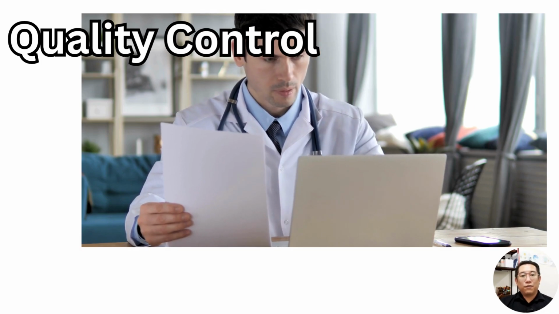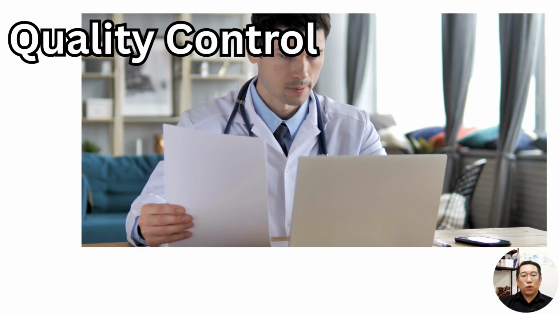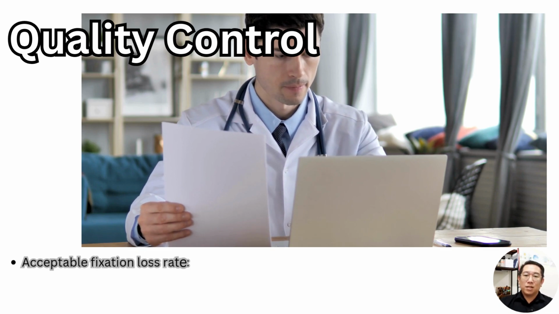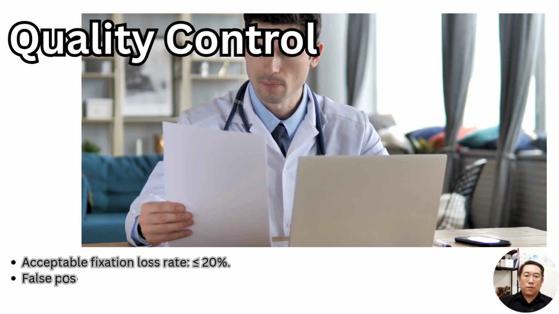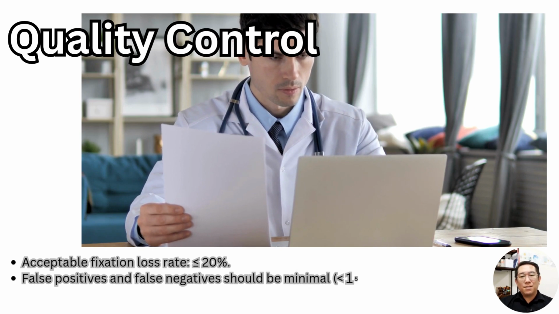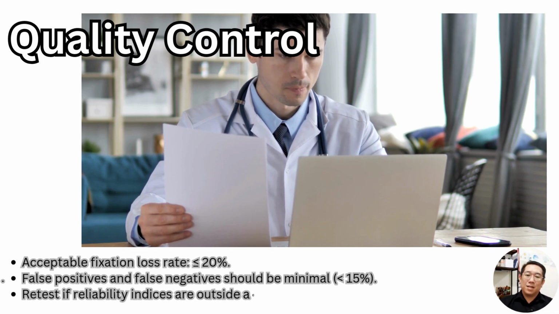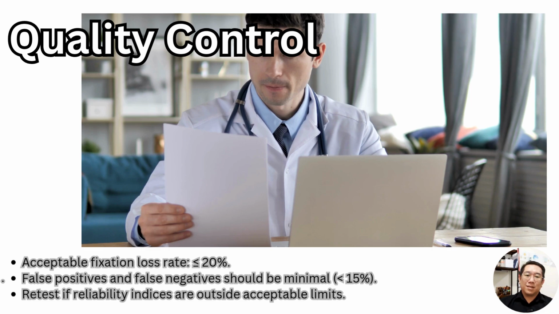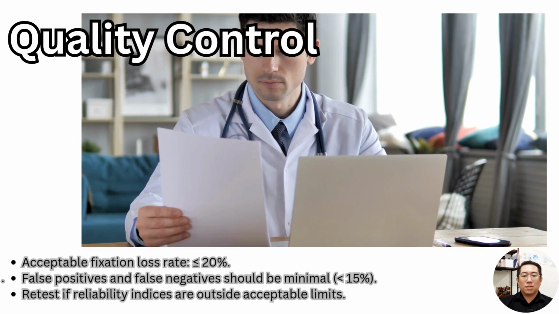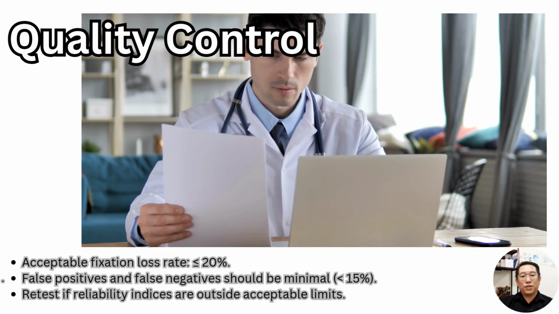Quality control for the Humphrey Visual Field Analyzer. To ensure accurate and reliable result, we follow clear quality control guidelines. The acceptable fixation loss rate should be 20% or less. False positive and false negative should also remain minimal, ideally below 15%. If the reliability indices go beyond these limits, it is important to retest the patient to confirm the result. By monitoring these parameters closely, we can maintain the precision and consistency of visual field testing.